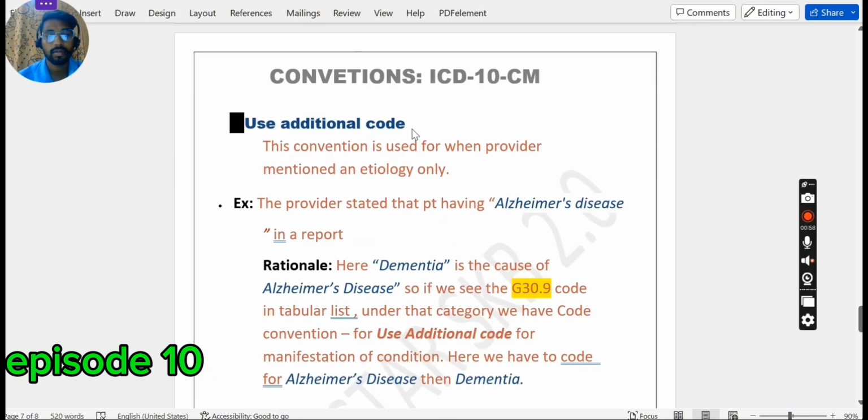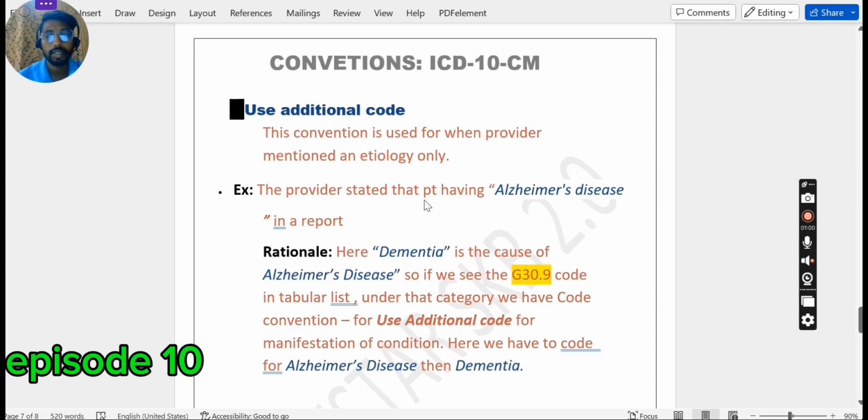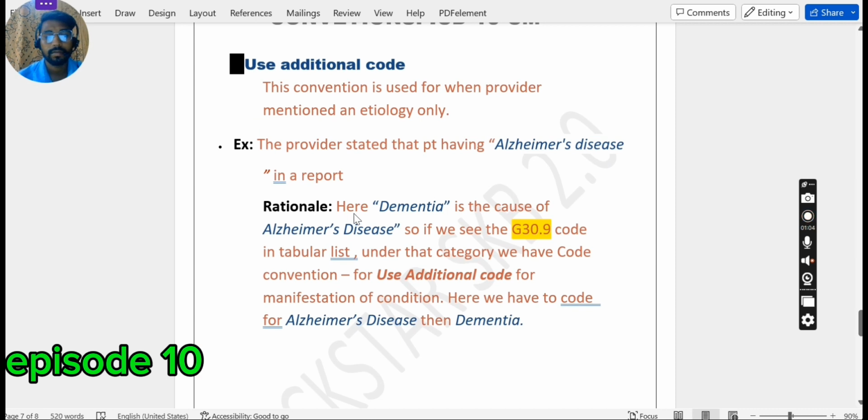Next one, use additional code. The provider stated that the patient has Alzheimer's disease in a report. Here, if we see the G30.9 code in the tabular list on the category, we have the convention use additional code for the manifestation condition. It means by default we have to code the dementia code also. This is called use additional code.